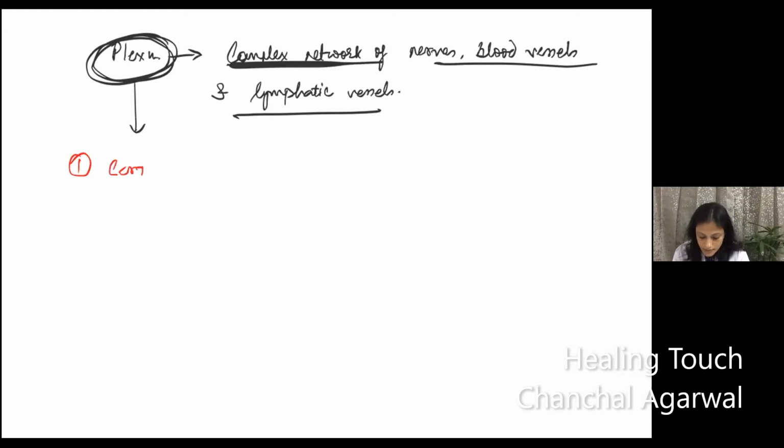cervical plexus. Cervical, C-E-R-V-I-C-A-L, cervical plexus. Cervical plexus means the nerves which are coming out from the cervical area. Okay, so which nerves are these? C1, C2, C3, C4. These four nerves which are coming out from the cervical area are forming the cervical plexus.